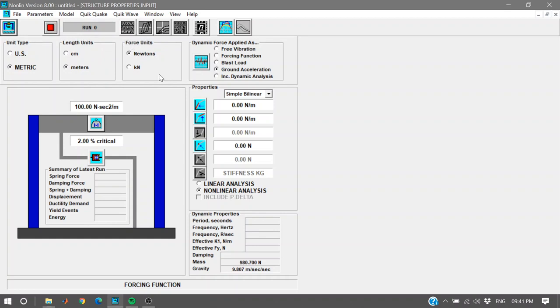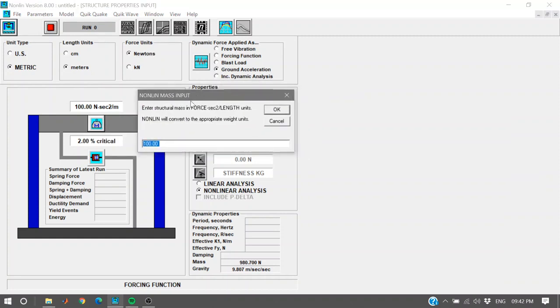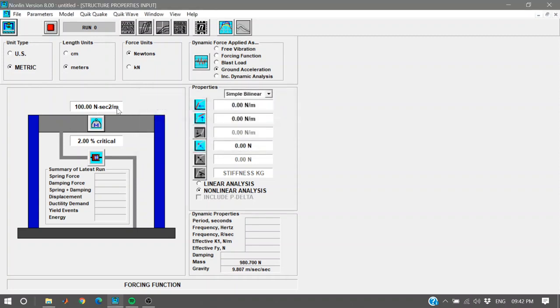Now how to decide whether we have to enter it in terms of kg or tons? When you select this unit force in as newtons, then our mass is to be entered in terms of kg. If we select this force to be kilonewtons, then obviously our mass should be entered in terms of tons. So if we have kept it as newtons, I'll enter my mass in terms of kgs. If I click here, I'll get one window, and let us say I put some value of mass, say 100 kg. Let us OK. So 100 kg is there.